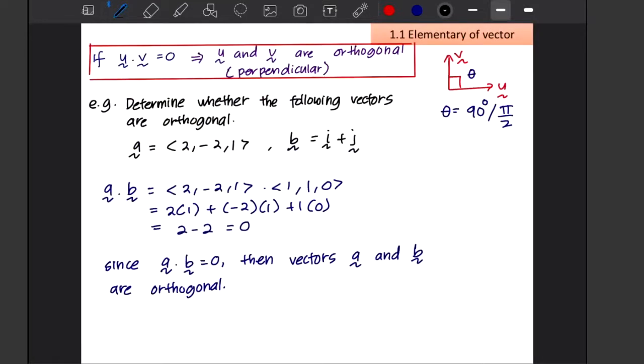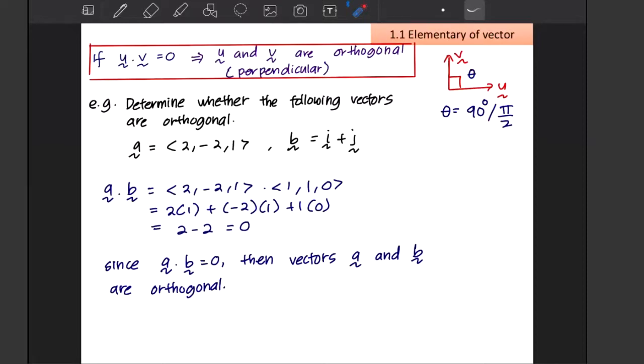Okay, and the last property of dot product. If you calculate u dot v and you get 0, then u and v are orthogonal, or perpendicular. So theta equals 90 degrees. Okay, look at this example.